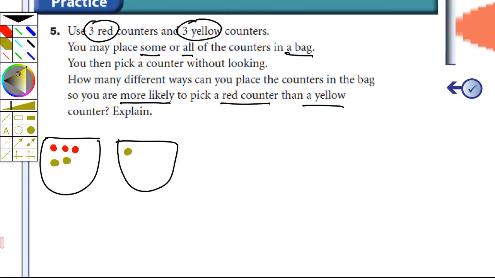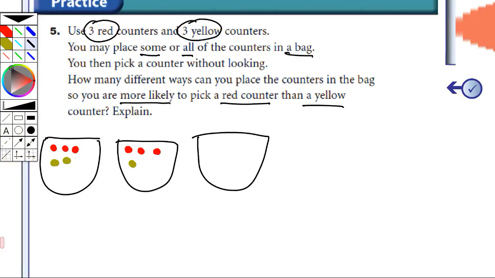I know 3 is more than the 2, but I could also do 3 red and 1 yellow. I still have a better chance of picking a red. Okay, so there's another example. Let's try another bag. Well, I could do 3, and then I could do no yellow. There's definitely a better chance of picking a red in this case. Okay, so these are 3 possible examples with 3 red counters in each.